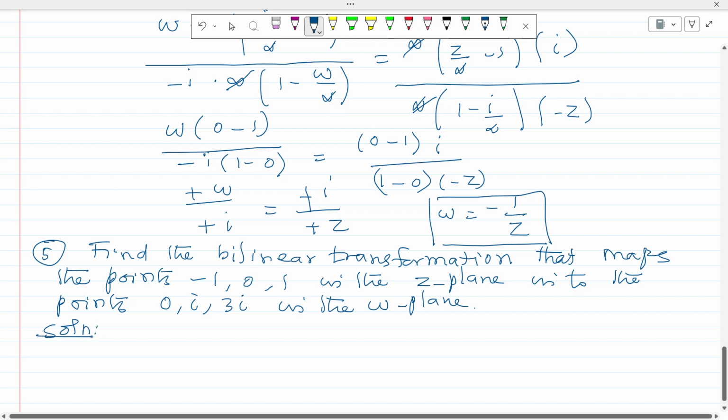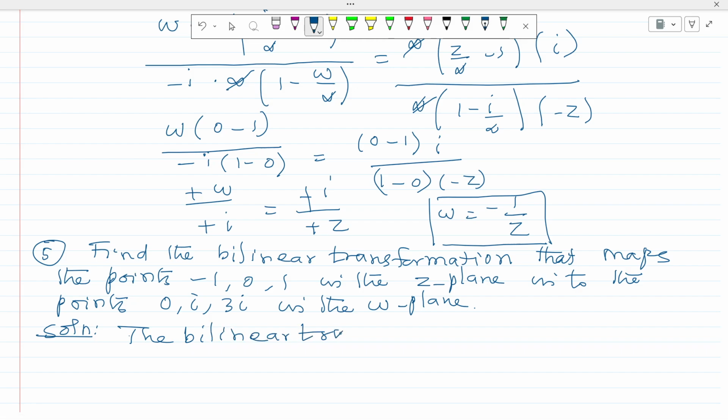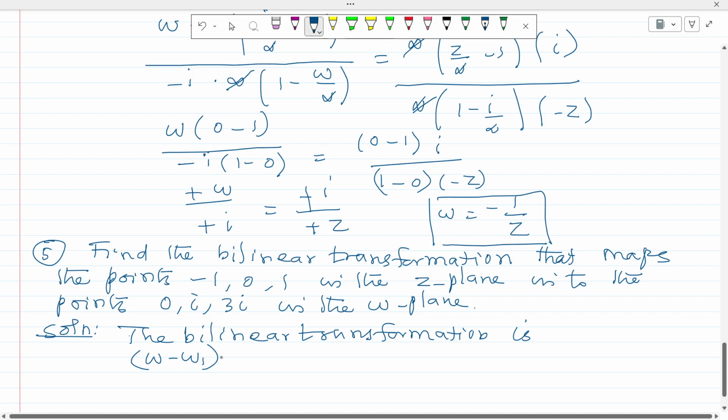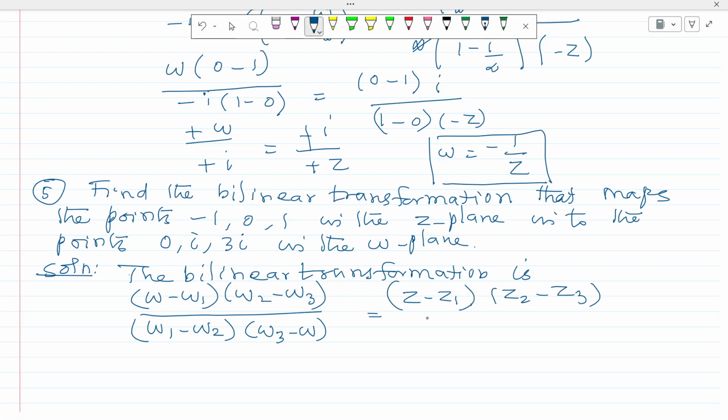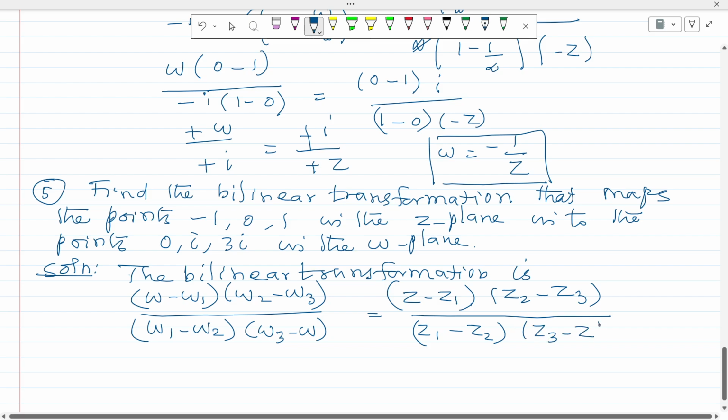Write the solution. The bilinear transformation is (w minus w1)(w2 minus w3) divided by (w1 minus w2)(w3 minus w) equals (z minus z1)(z2 minus z3) by (z1 minus z2)(z3 minus z).